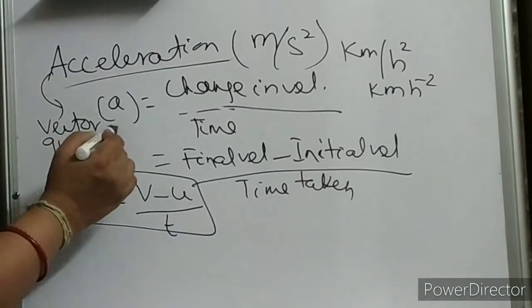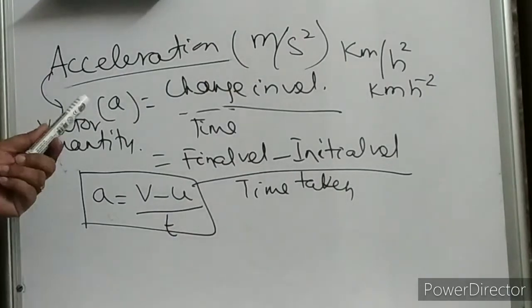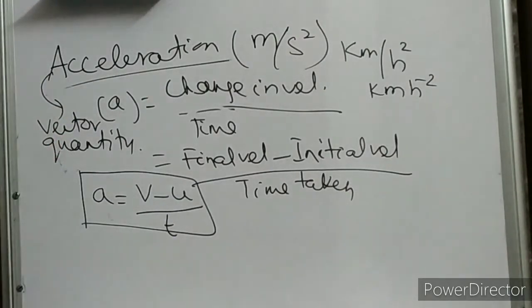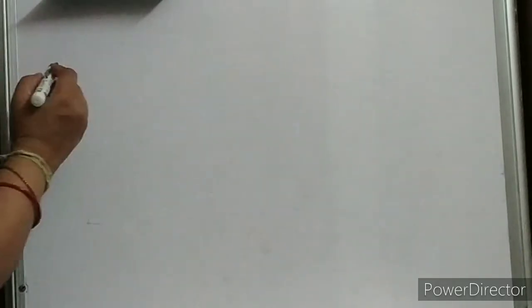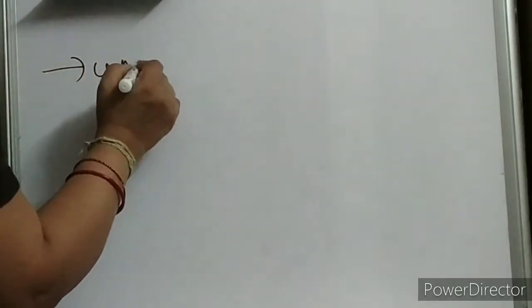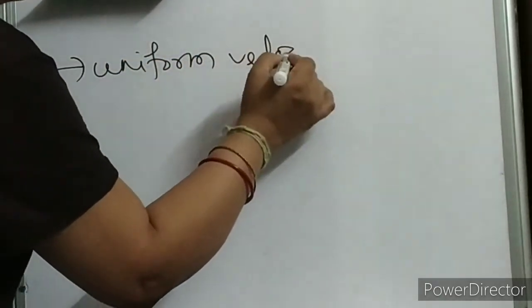Clear, children, till now? Okay. Now, when the velocity of the body is uniform, what does it mean? Let us see. When the velocity of the body is uniform, that means the change in velocity will be what? When the body is moving with uniform velocity, there is no change in velocity, children.